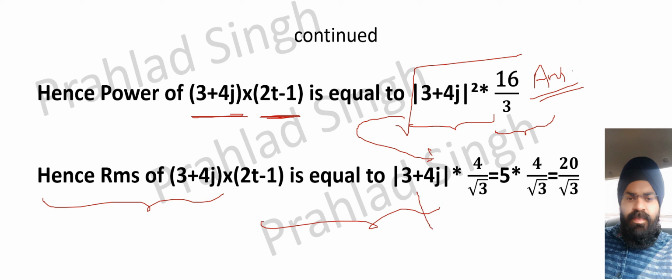So what is the modulus of 3 plus 4j? The modulus of 3 plus 4j is 5. So 5 times 4 by root 3 gives the answer 20 by root 3. This is my answer, 20 by root 3. Okay, so this question is very important and conceptual.